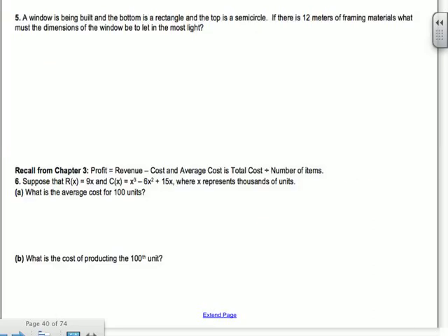All right, number 5. A window is being built, and the bottom is a rectangle, and the top is a semicircle. This is called a Norman window. I think you have one like this in your homework. So you have a rectangle on the bottom, and then a semicircle on top. Oops, my semicircle didn't look very good. Reminds me of a basketball court. Have you seen these Norman windows before? They look like this.